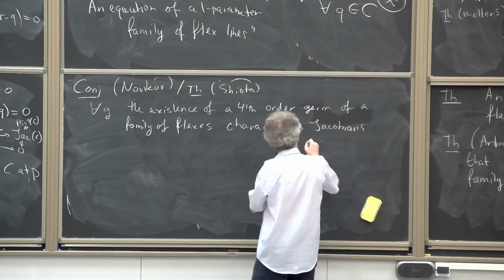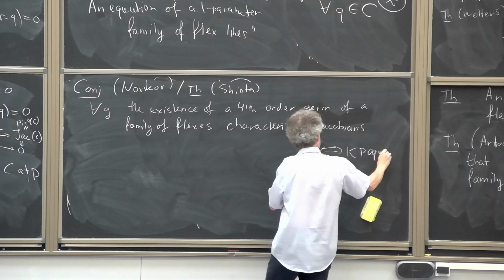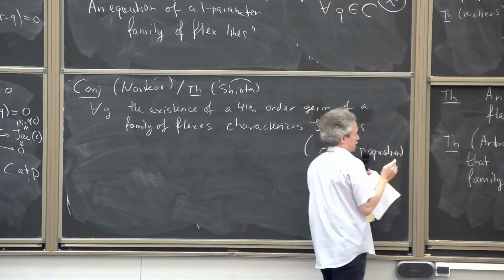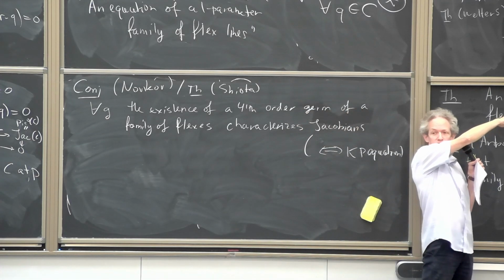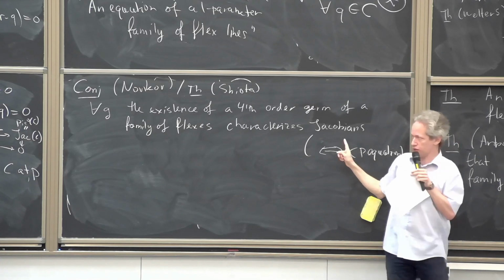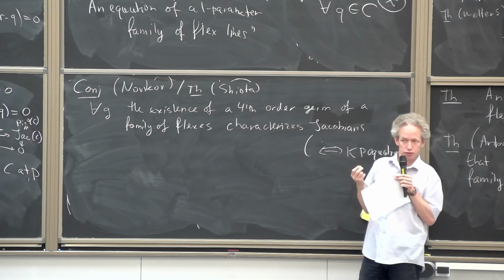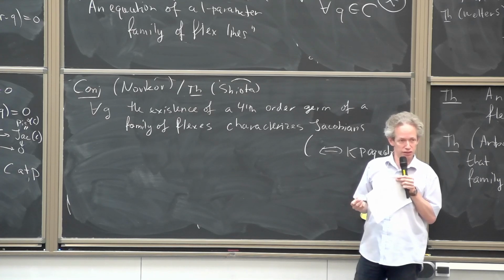Okay, and this is the KP equation. So the infinite order germ is the KP hierarchy. This is the KP equation. So the KP equation is not what I wrote. It's the existence of a fourth order germ of this thing. So you can expand this and see what happens, right?